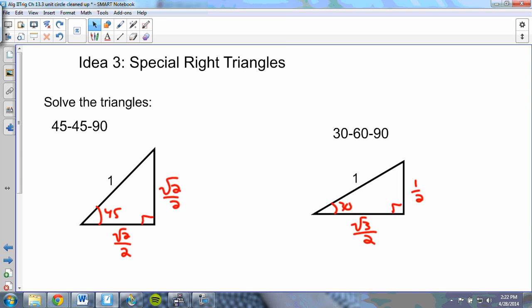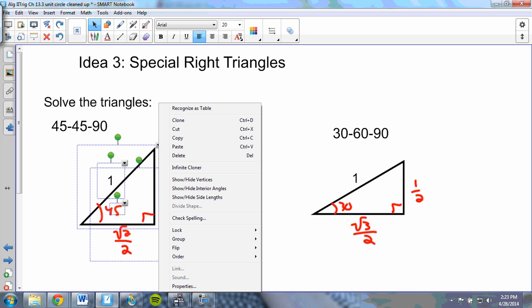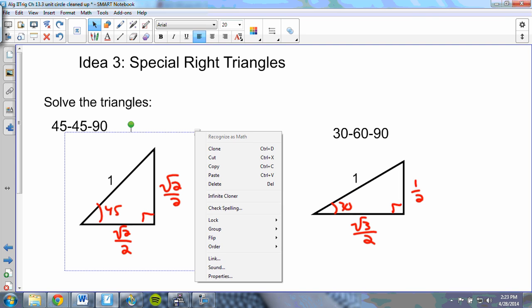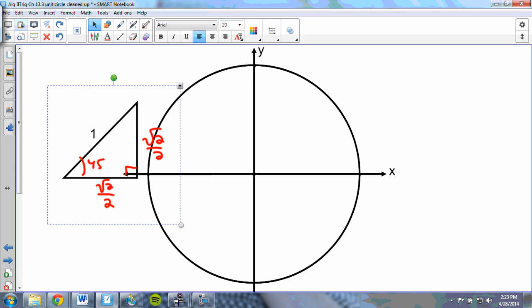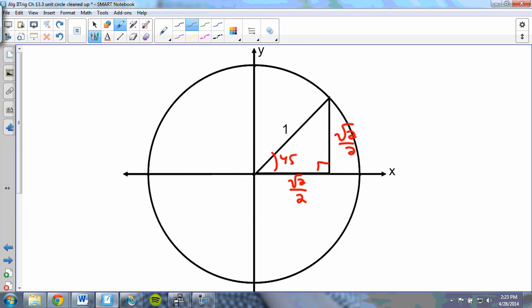What I can do is I can take these triangles, that's all connected. I can take these triangles and put them on my unit circle. I come over here, the circle that we just drew, and I paste that triangle that I just copied. Well, because this length here was root 2 over 2, this coordinate up here is root 2 over 2. And since this length here was root 2 over 2, the y coordinate is root 2 over 2, and we can find that point on the circle.